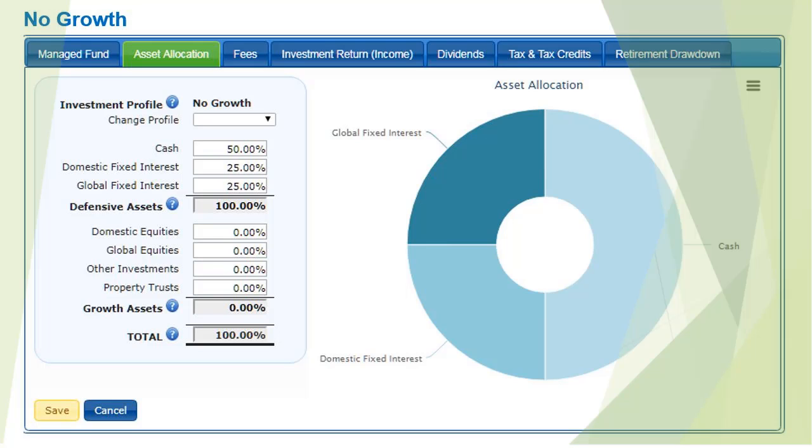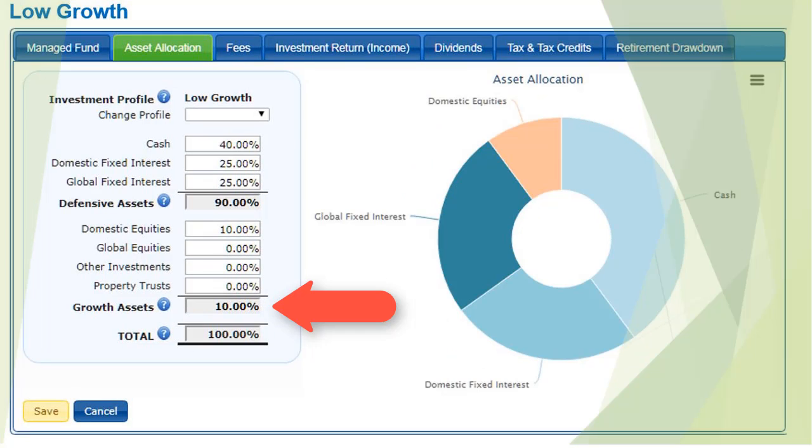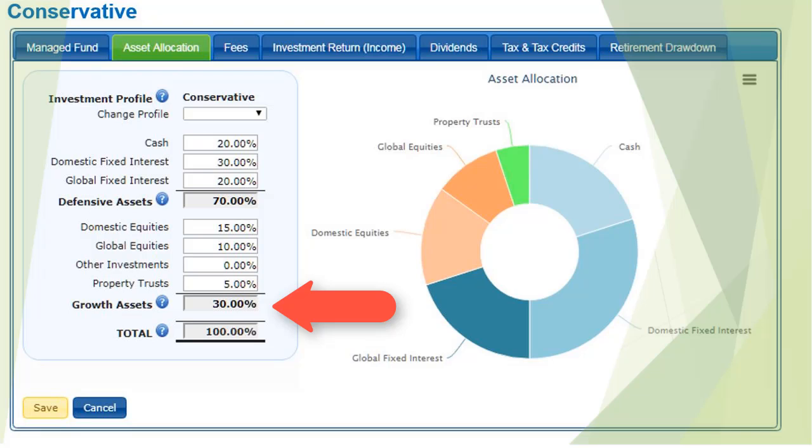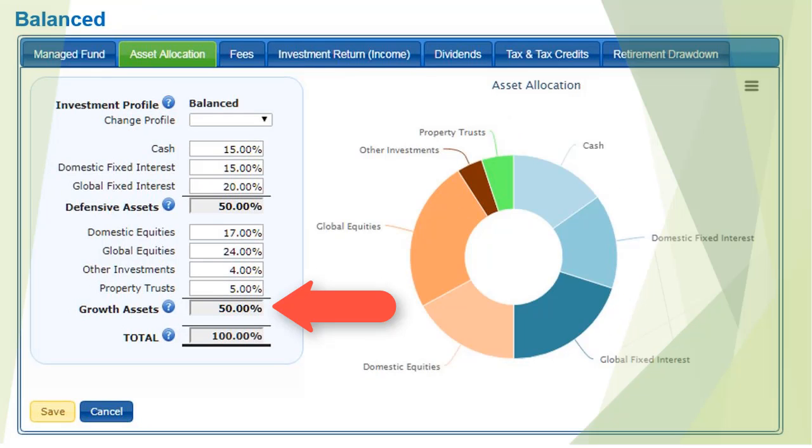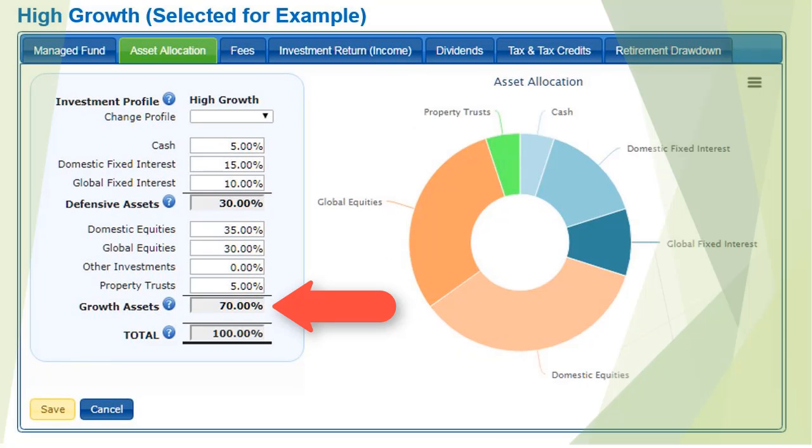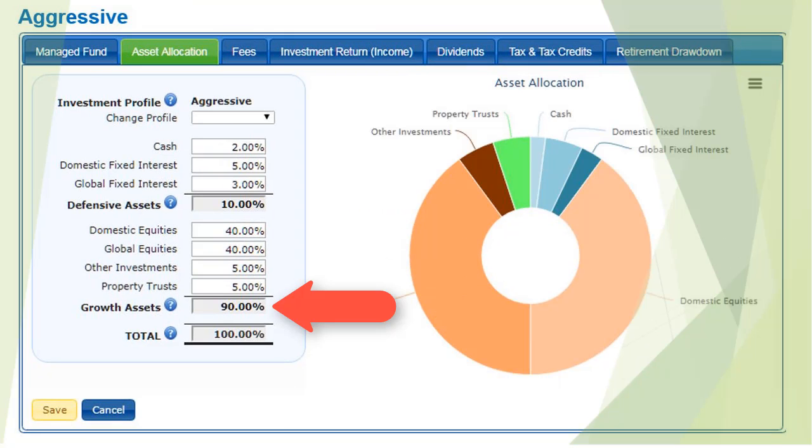The following is a display of the allocation of each investment profile, starting with no growth. No growth has 100% in defensive assets and no growth assets. Low growth has 10% growth assets. Conservative has 30% growth assets. Balanced has 50% growth assets. High growth has 70% growth assets, and aggressive has 90% growth assets.